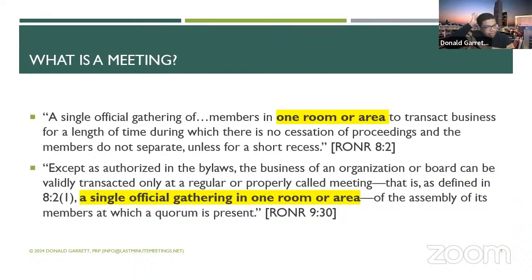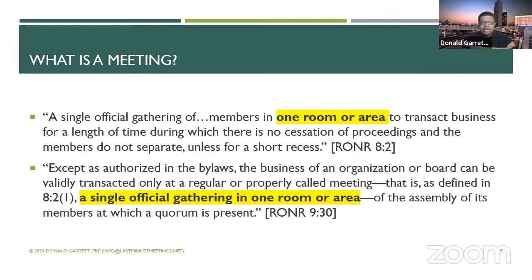Before we talk about what an electronic meeting is, we have to take a step backwards and talk about the definition of a meeting. That's contained in Section 8 of RONR. The book says that a meeting is a single official gathering of members in one room or area to transact business. That's really key, because the authorship team for Robert's takes a conservative approach to what constitutes a meeting. If you see that highlighted section, it says room or area. That means there's a geographic component related to that meeting.